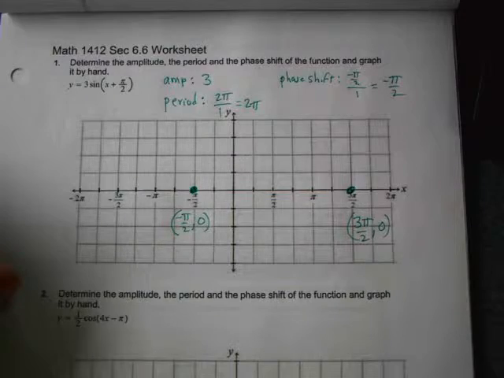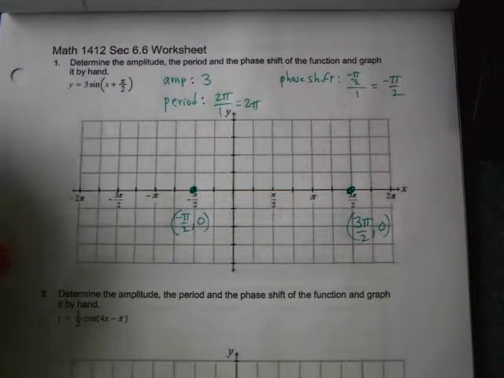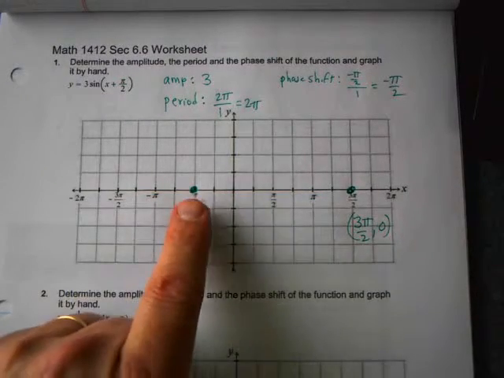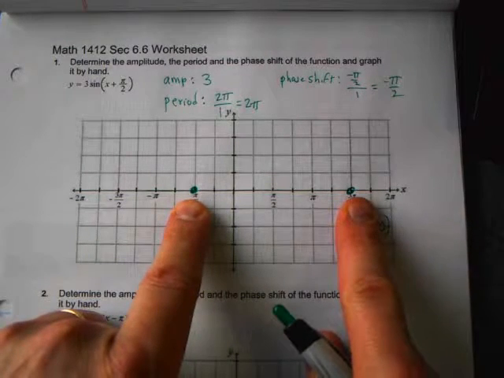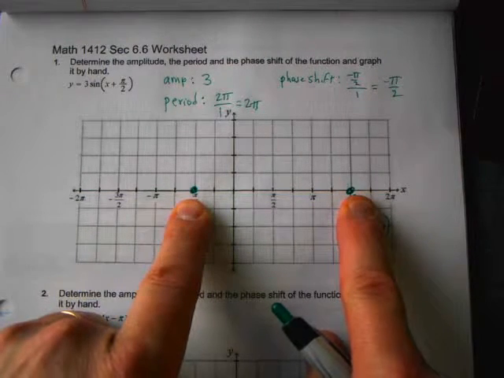All right. So that's how I begin. I always find the starting point and I find the ending point. Then I find the middle point.